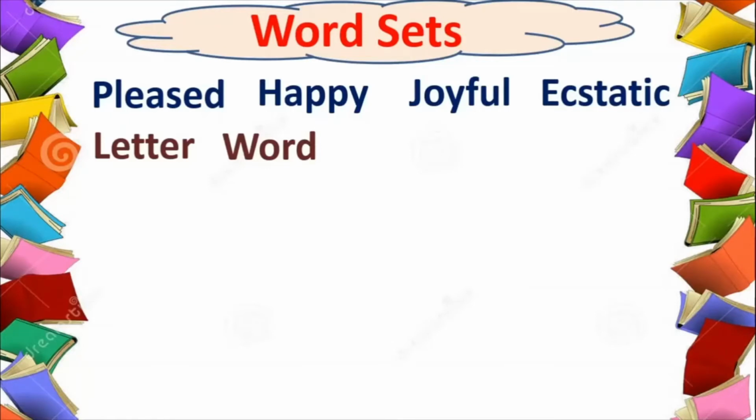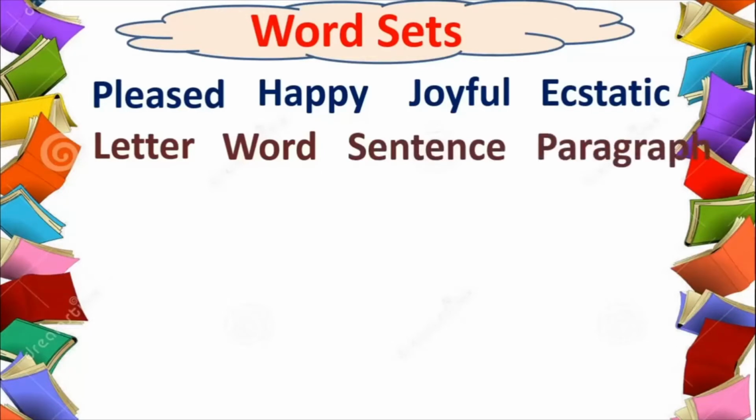Word means what? When you write a few letters together, it is a word. So a word is a set of letters. You write some words together, you form a sentence. When you write some sentences together, you get a paragraph. So see, from letter you go to word, from word you go to sentence, and from sentence you go to paragraph in the increasing order.